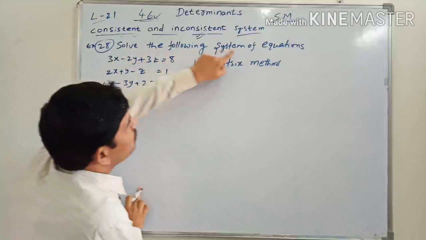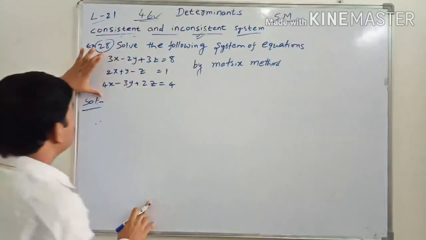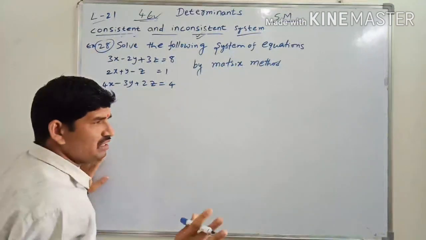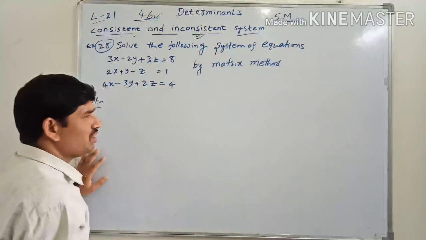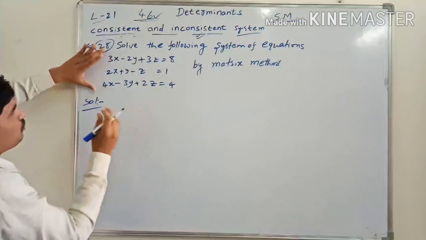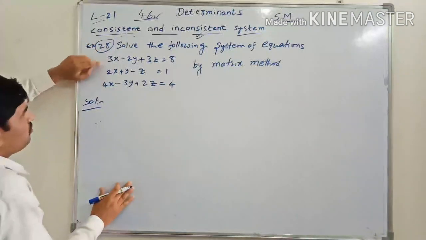Now see, this is example 28 here. Solve the following system of equations by matrix method. Now he is giving us 3 equations. Just watch up to the end of this class and you will get the 5 marks, because I will continue the class very relaxedly so that you get the 5 marks. There are 3 equations.